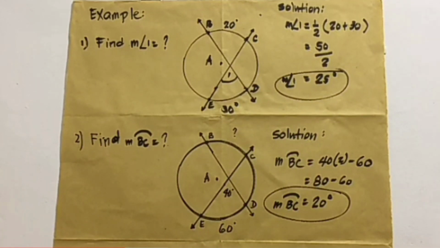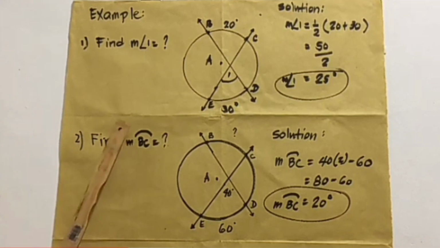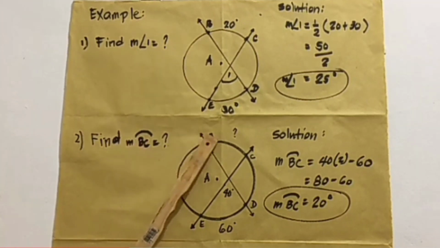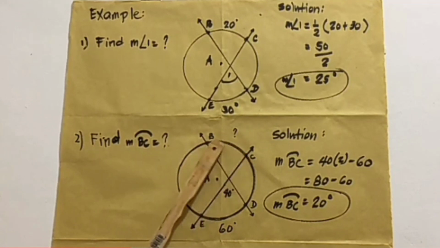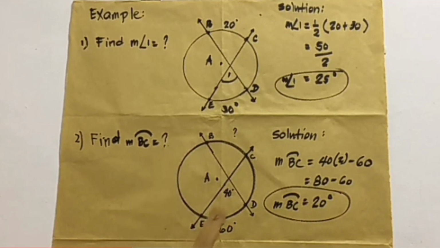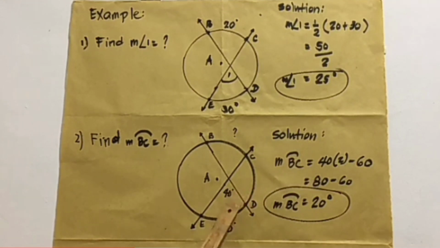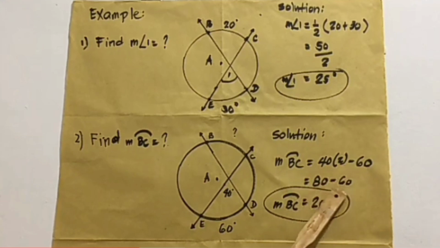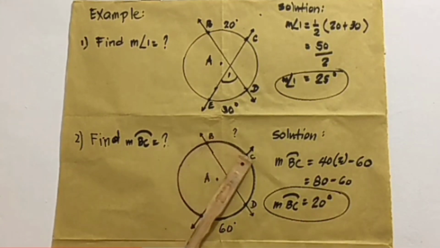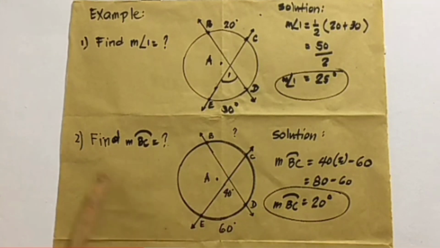Next, number 2. Find the measure of arc BC. So what is the measure of this arc BC? Our formula is: measure of arc BC equals the angle 40 times 2, then minus this arc 60. 40 times 2 equals 80, minus 60 equals 20 degrees. So therefore, the measure of arc BC is 20 degrees.